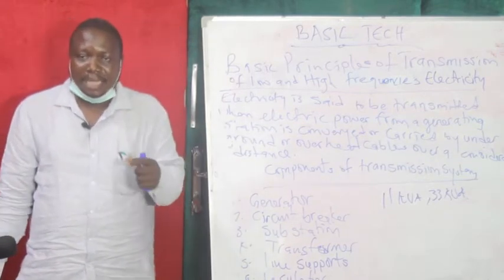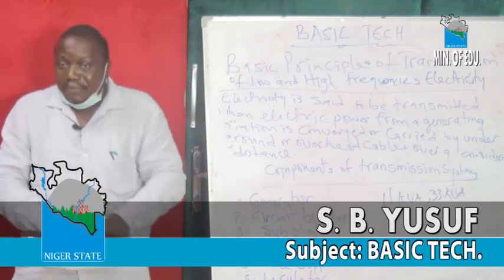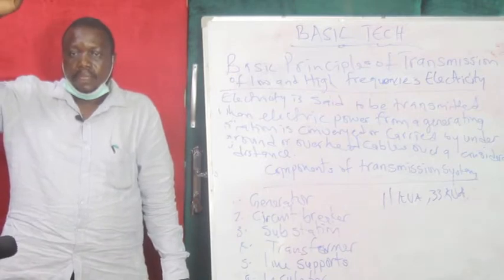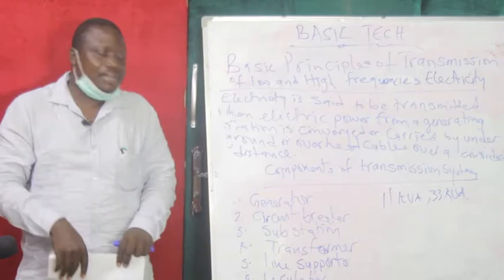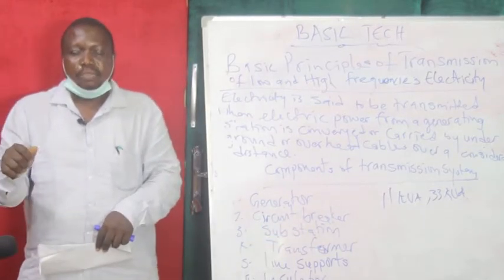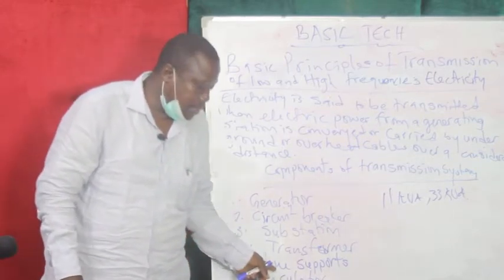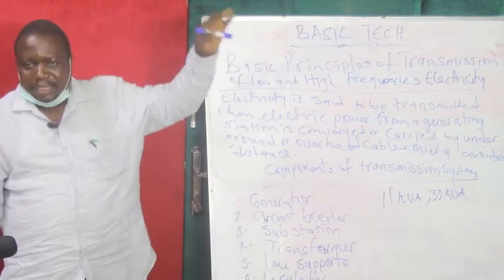The line supports are towers and poles. Towers are used as line support if the voltages are very high, because they are very tall. Then the other supports are poles, and there are two types of pole: the high tension pole and the low tension pole. These two poles are the line supports that are used to pass the electricity.